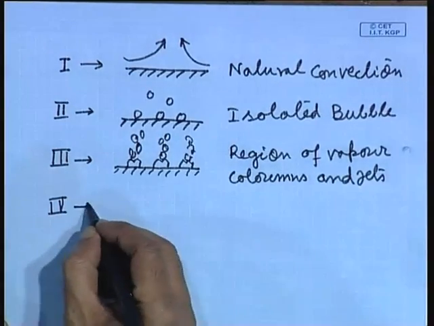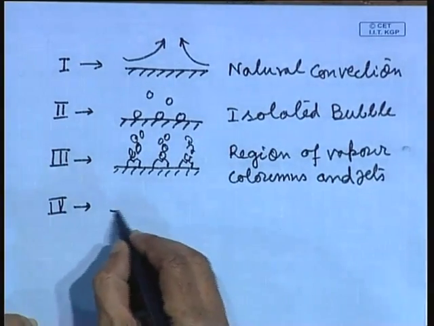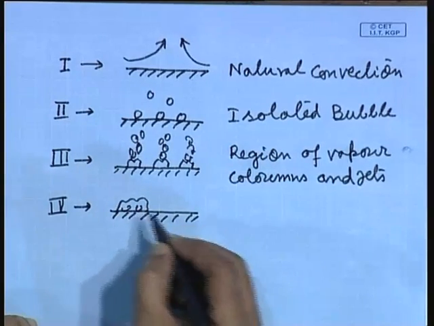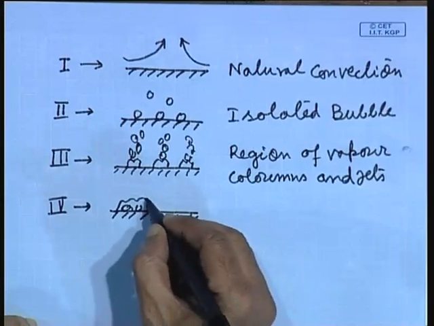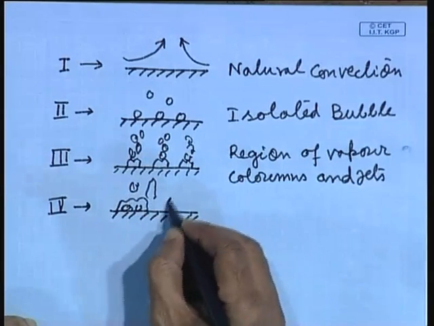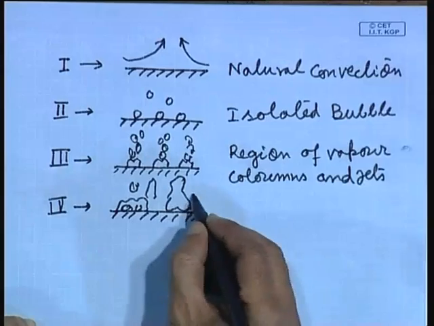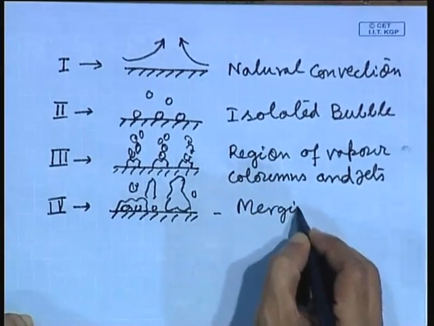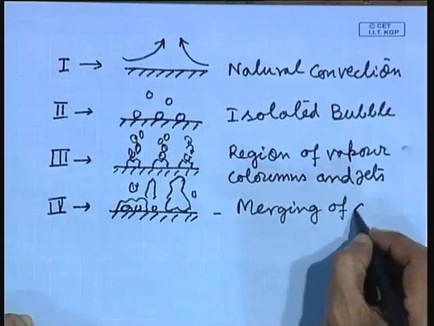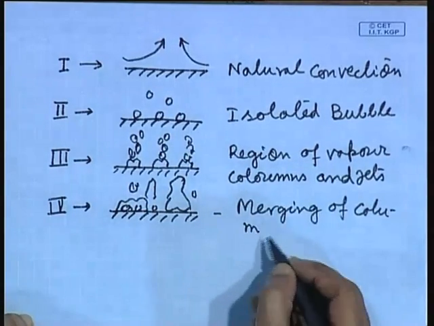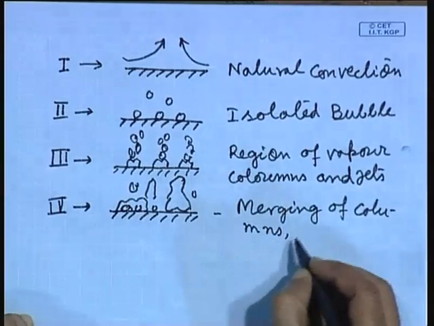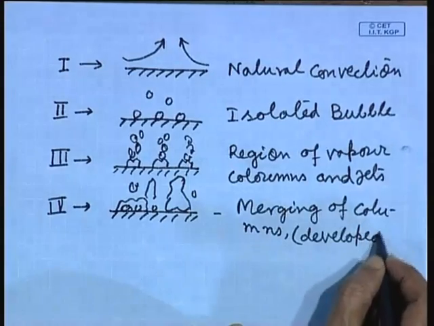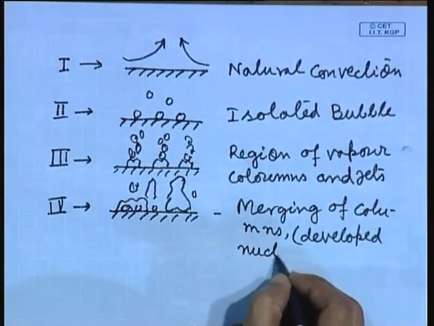In the fourth regime, what will happen? These vapor columns and jets, they will try to merge together. They will not completely merge, but they will try to merge together. So, something like this, they will try to merge together. And this is merging of columns. Sometimes it is also called developed nucleate boiling.